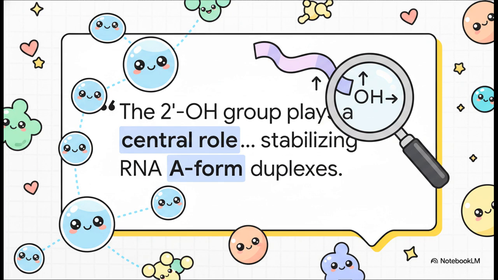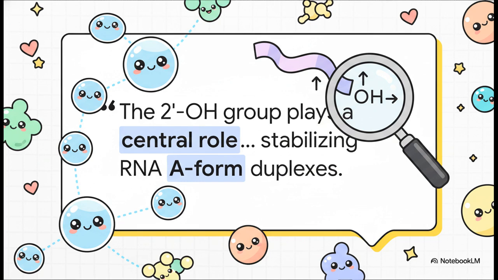Check out this quote from a 2005 study published in the Journal of the American Chemical Society. For the longest time, the standard paradigm in biology was that this 2' hydroxyl group in RNA pointed away from the main structure because of steric hindrance. Basically, scientists thought it didn't fit.